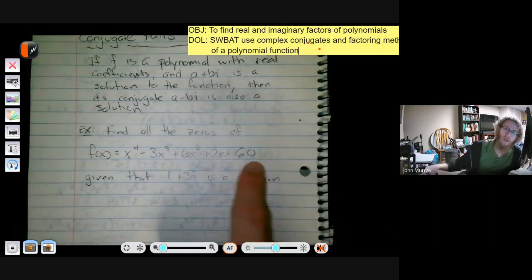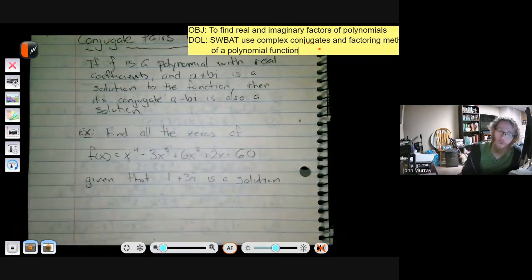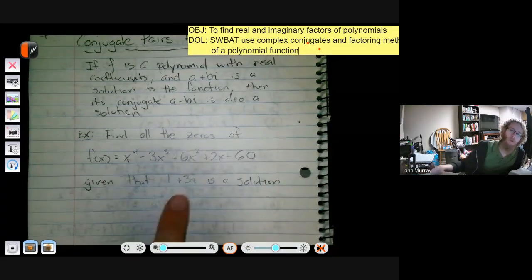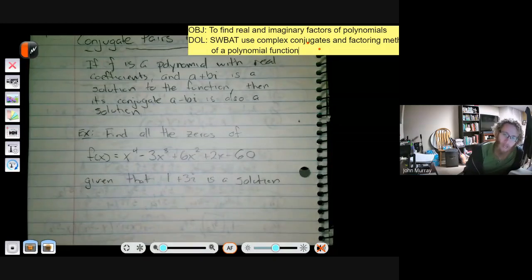Given something like this, you could use polynomial division and get your way down to a quadratic where you have to use the quadratic formula. Or they might give you one of the solutions and then tell you to move on from there. So that's what we're going to look at today. Here we have a polynomial function, and they tell you one of the solutions is imaginary. All right, so what do we do with that?